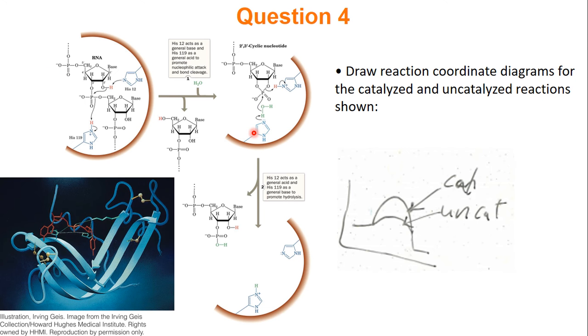Question 4, look at this reaction and draw coordinate diagrams. So this is just going back to what we talked about here. I got these arrows switched up. The tall peak is the uncatalyzed reaction. The small peak is the catalyzed reaction because you're lowering this activation energy to make this reaction speed up.